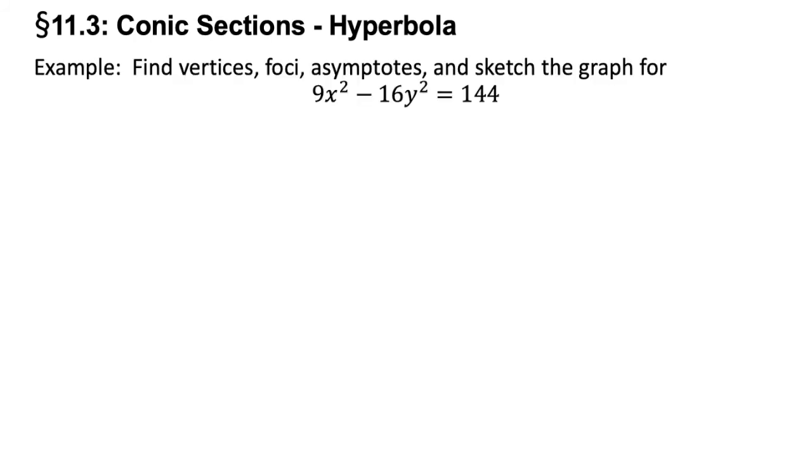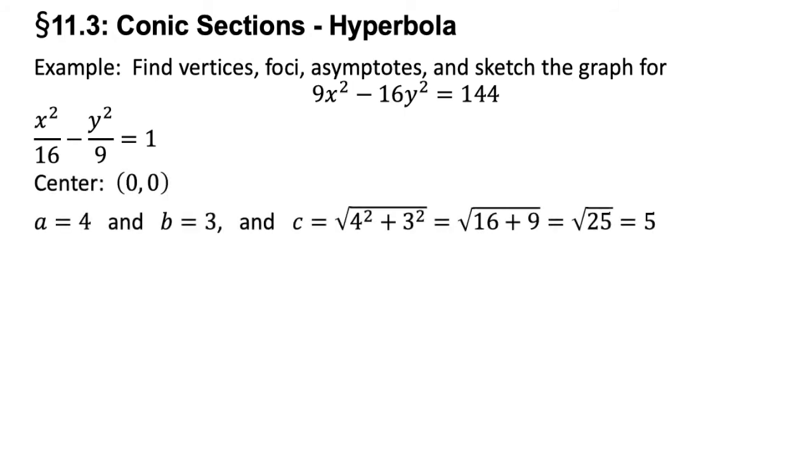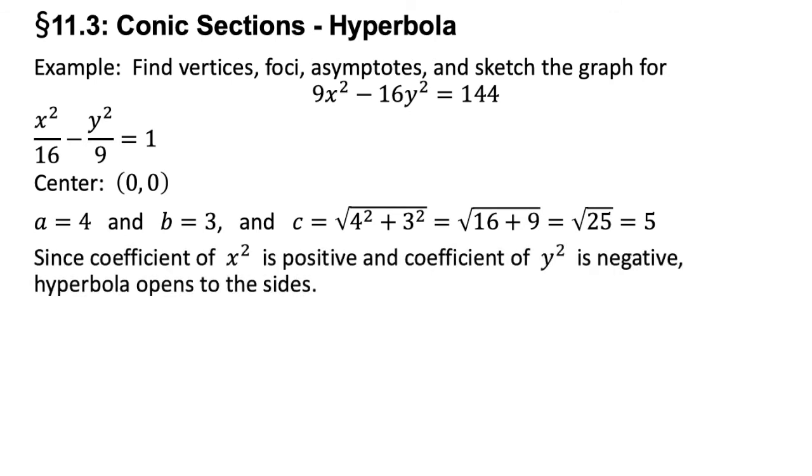Here's an example to find vertices, foci, asymptotes, and sketch the graph of the hyperbola. First, we write it in standard form. Center is at the origin, a equals 4, b equals 3, and c equals 5. Since the coefficient of x squared is positive and the coefficient of y squared is negative, the hyperbola opens sideways.